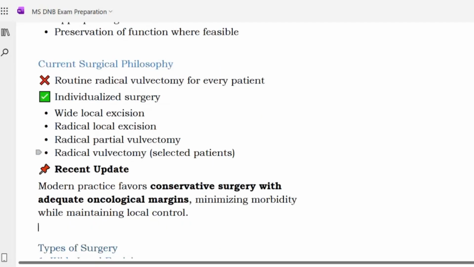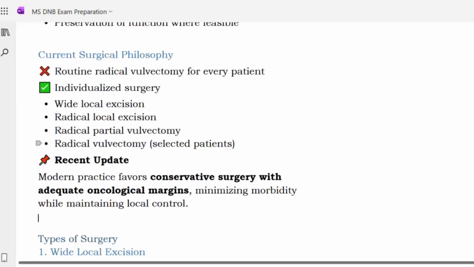In olden days, when you diagnosed carcinoma vulva, like carcinoma cervix where you did radical hysterectomy, here it was radical vulvectomy. But there is no such dictum now. So routine radical vulvectomy for every patient is wrong. It is not justified. Okay. So carcinoma vulva does not mean radical vulvectomy for all patients. It is individualized surgery.